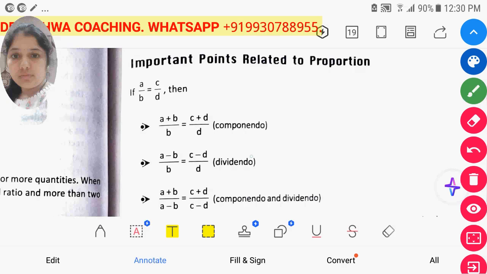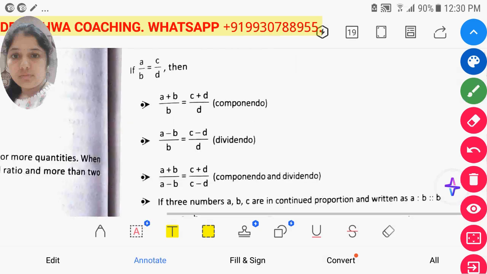And if we add, then the value remains unchanged. The rule is known as componendo. Dividendo: if we divide, then also the ratio remains unchanged. And if we do componendo and dividendo, meaning both operations simultaneously, then also it remains unchanged.